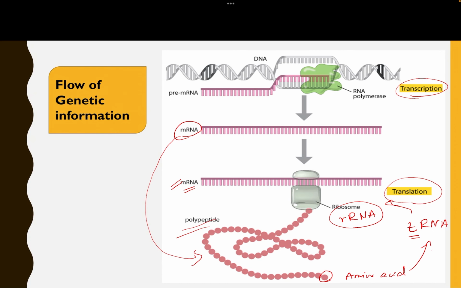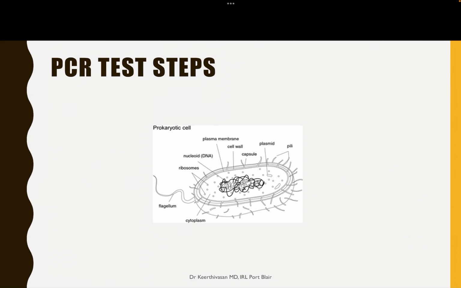Transcription and translation. Before we start a PCR, we need a DNA, nucleic acid material, isn't it? So here, this is a bacterial cell. Unlike us, where we have a nucleus and inside it the DNA, with a nuclear membrane, in a prokaryotic cell, the bacterial cell, there is no nucleus. There is just DNA. The nuclear membrane is not there.